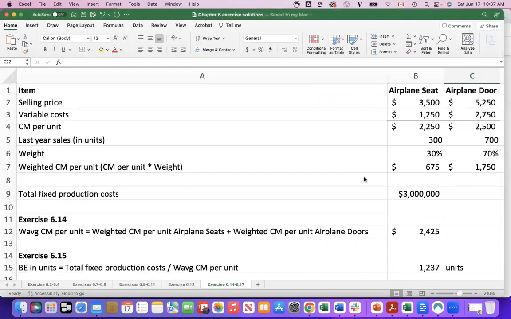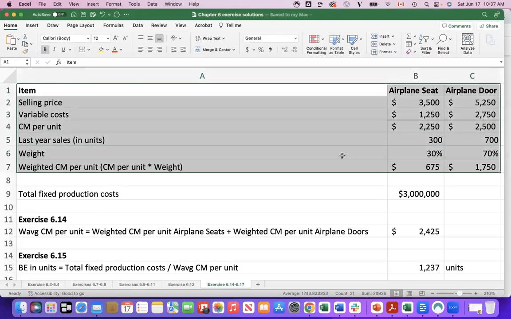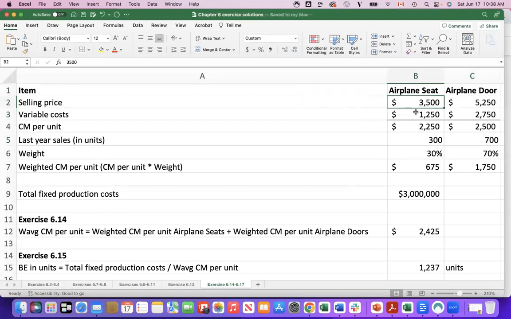So I've reproduced the information here that's relevant for this question. Again, nothing too crazy here. Selling price information is the same. Last year in sales, 300 for the seat, 700 doors were sold. Something that we have to calculate is the weight, or the mix, the percent that product makes up of total sales from a volume standpoint. The airplane seat made up 300 out of the total sales, which was 1,000 units sold. You can see 300 were the seat, 700 were the door. So the seat makes up 30% of the volume. The door makes up the other 70%.